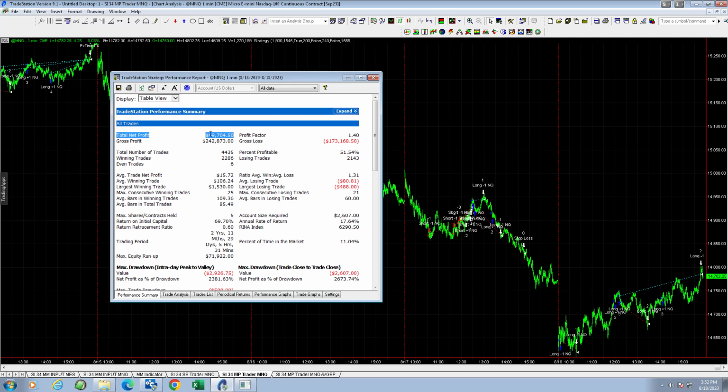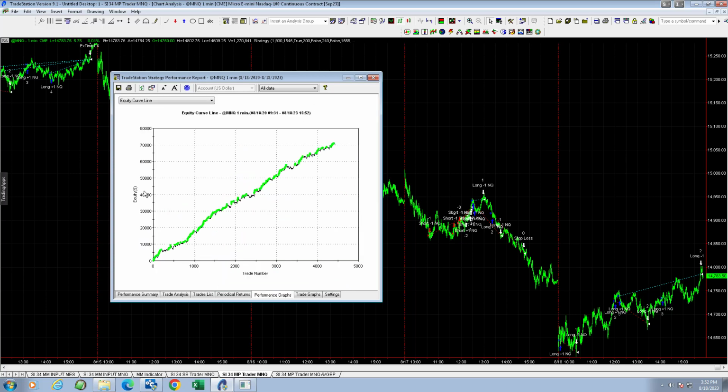And 69,704.50 using $2.50 round turn slippage and commission. Has an average trade profit of $15.72. This is equivalent to $157.20 on the E-mini, 1/10 of that on the micros roughly, or multiply times 10. And then you have a 2607 drawdown, and your net profit as a percentage of drawdown is 26.73. Here's the equity curve. So really nice equity curve for this setup.